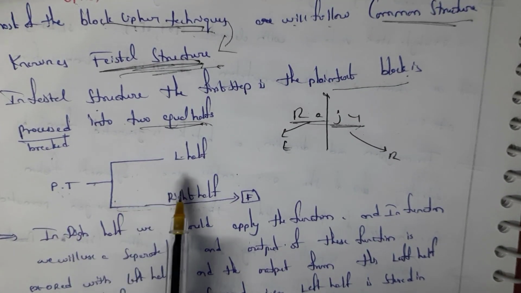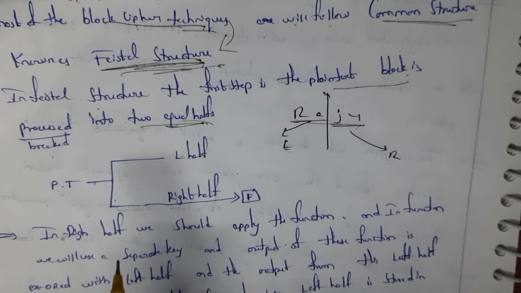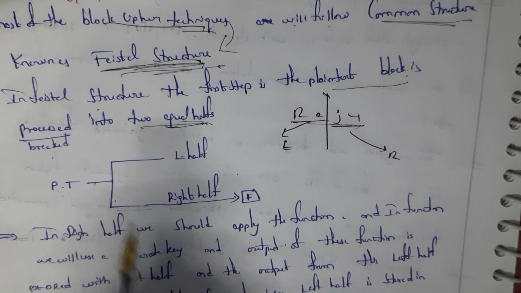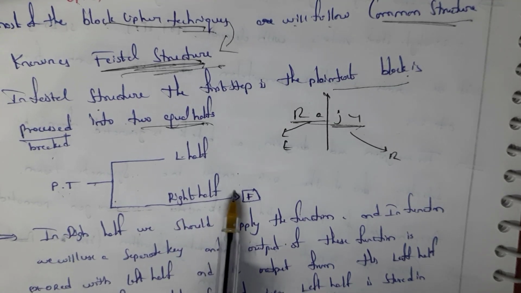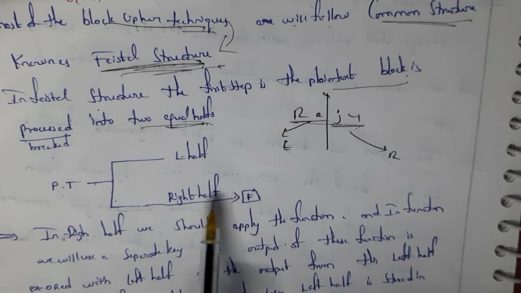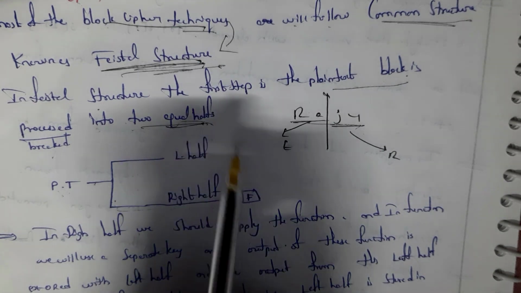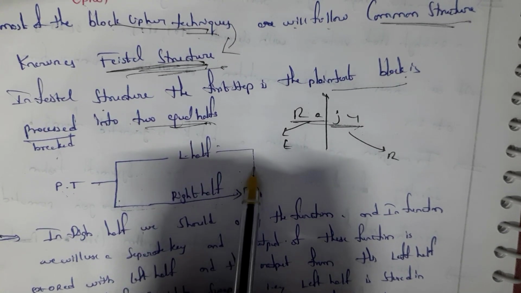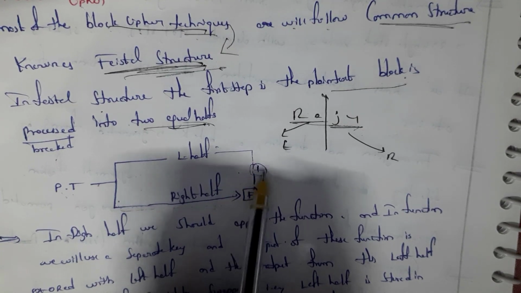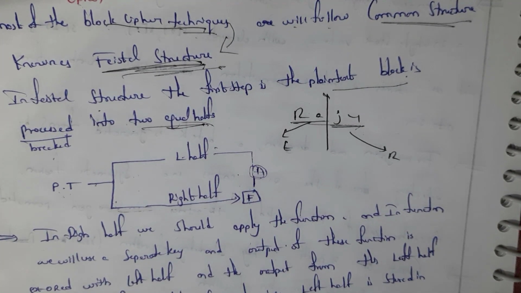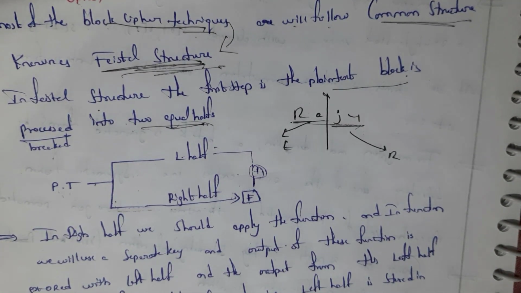This plain text is divided into two halves. This is one of the important points in the Fishtail cipher. We need to divide the plain text into a left half and a right half, and then we need to add this function or key to this right half, and then we need to XOR this left half with this right half with this function. This is known as the Fishtail cipher.